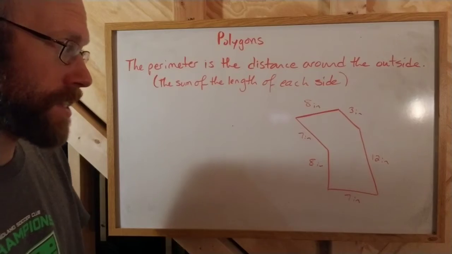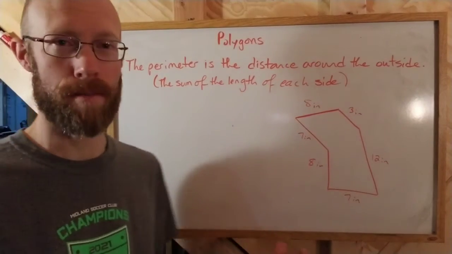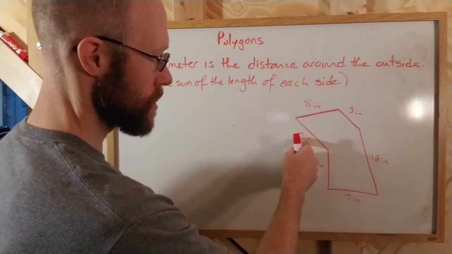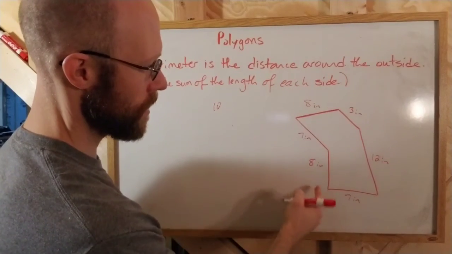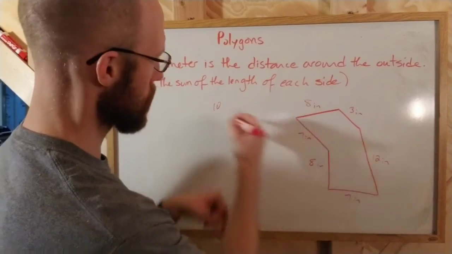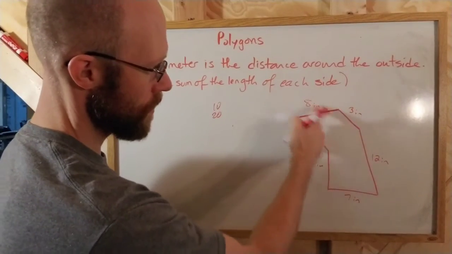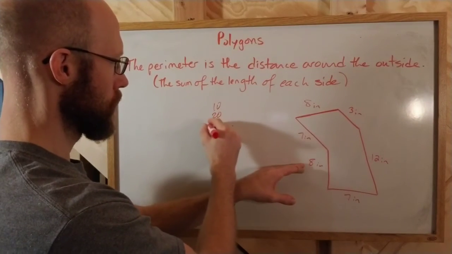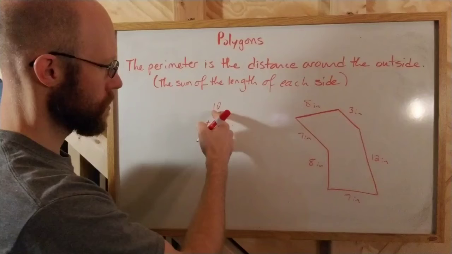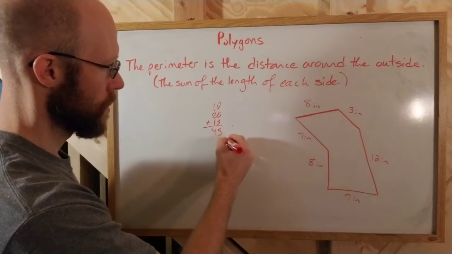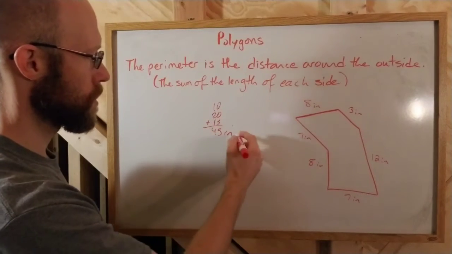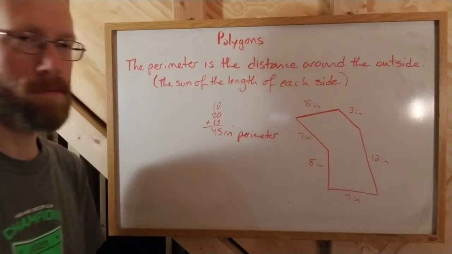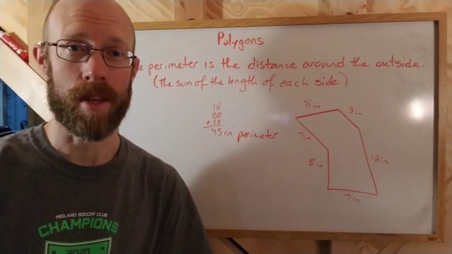And when I add these things, I try to pair them up in ways that make 10. It's a lot easier, in my opinion. So I like the 3 and the 7 there, that makes it 10. I like the 8 and the 12, that makes it 20. So 3, 7, 8, 12, I only have these two left. 8 and 7 makes it 15. And then I can add those up. That's 30, 45. So it's a 45-inch perimeter. Okay, so it's simply just adding up the sides.